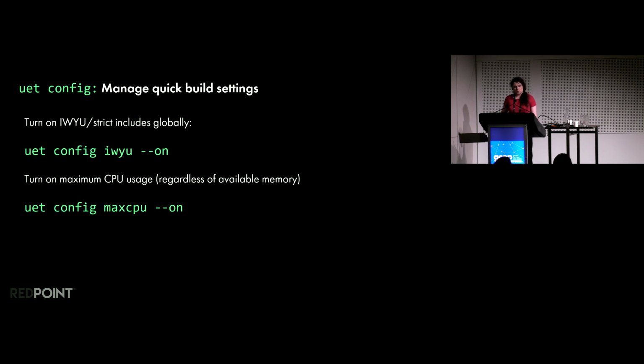You can use UET config to quickly manage some global build settings. For example, if you want to turn on strict includes when you're building in Visual Studio, you don't have to go and remember what the build configuration XML is anymore. You can just type that, UET config, include what you use on. If you want to use all the CPU cores, regardless of how much memory you've got available and really throttle your machine, you can just turn on max CPU and you'll have all your cores used.